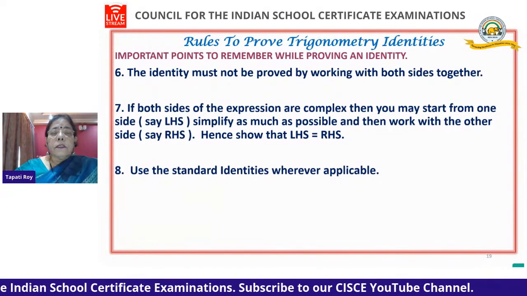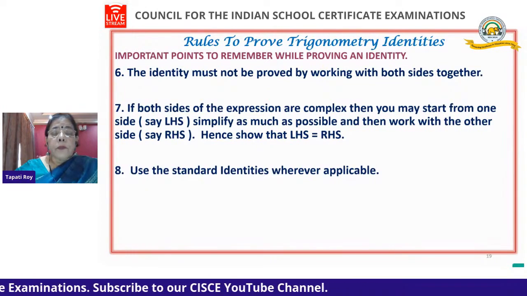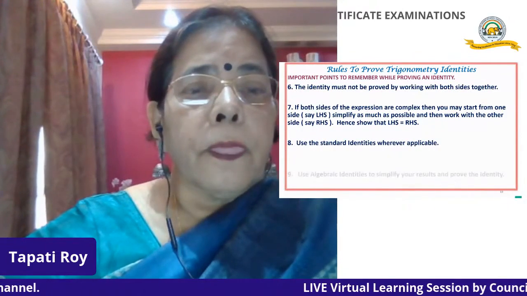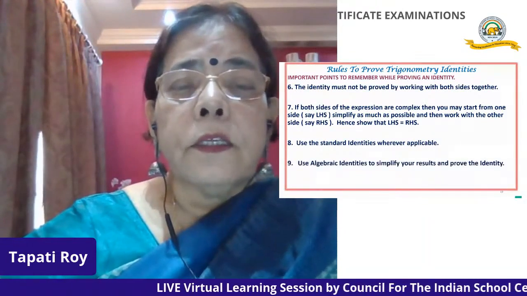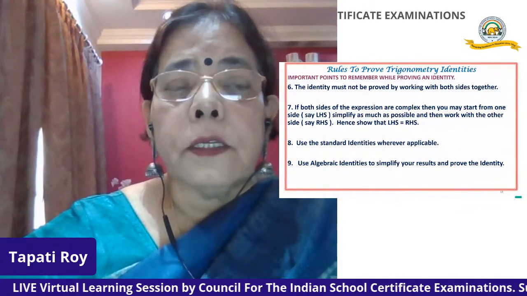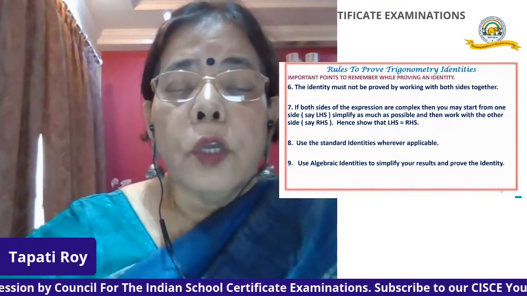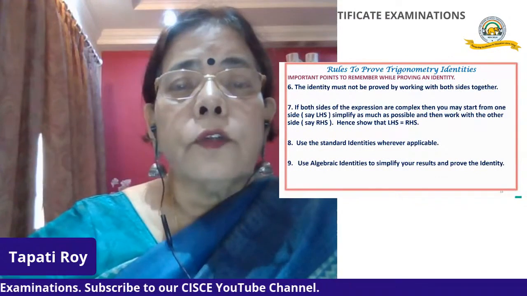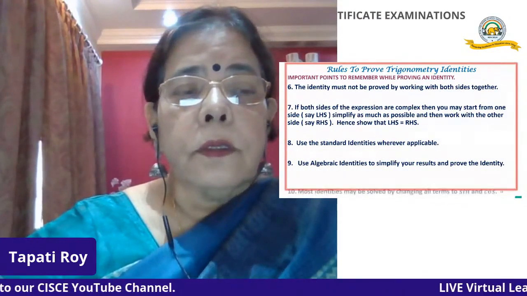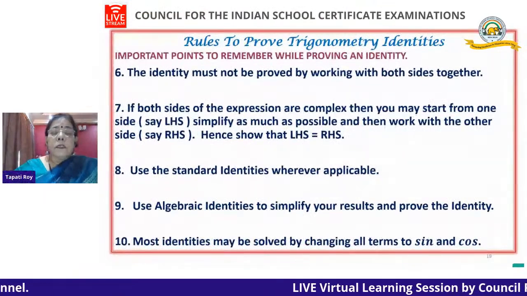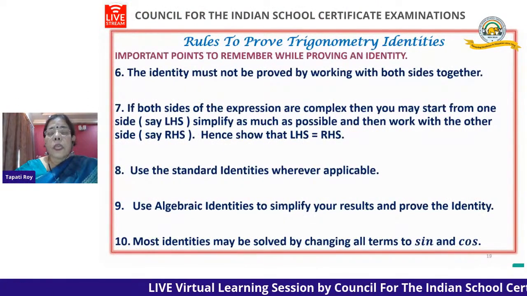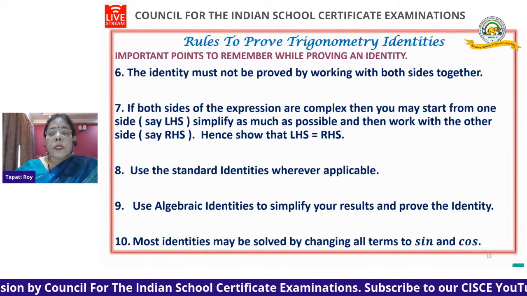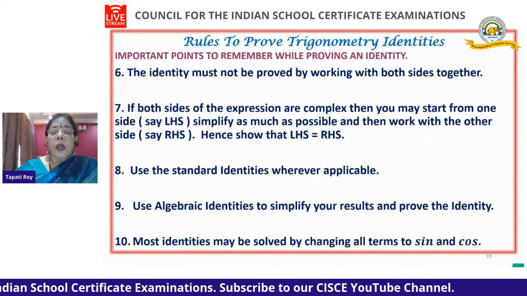Use the standard trigonometric identities wherever applicable. So we have used the standard trigonometric identities everywhere, right? Use algebraic identities to simplify your result and prove the identity. We have done this fully throughout. We have used our algebraic identities as a tool for solving trigonometric identities. And most identities may be solved by changing all terms to sine and cos. So we have done this also. We have done sums changing to sine and cos, and we have got the answer.